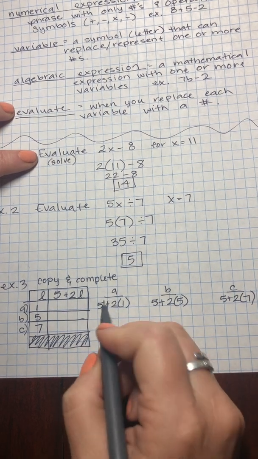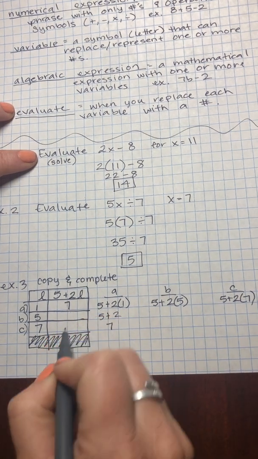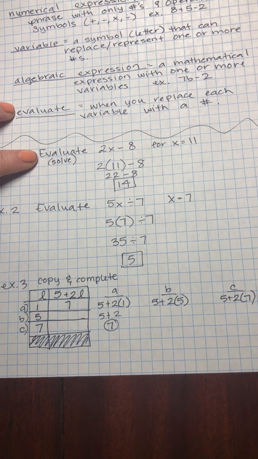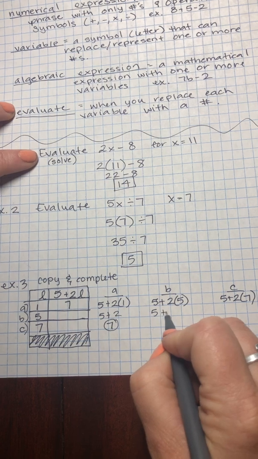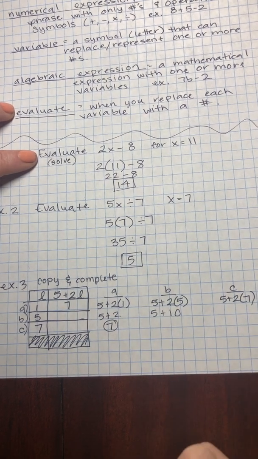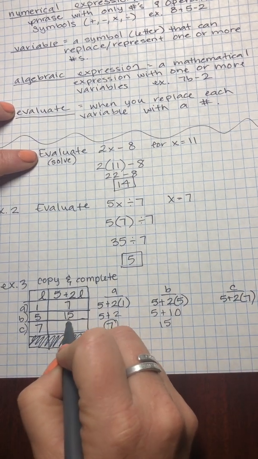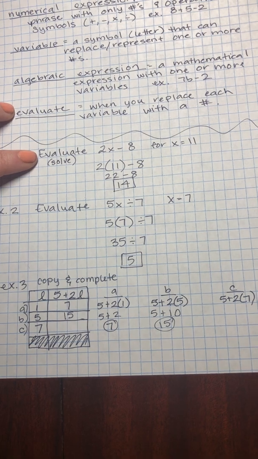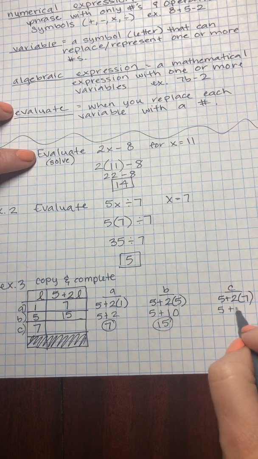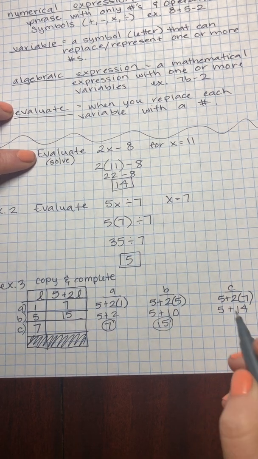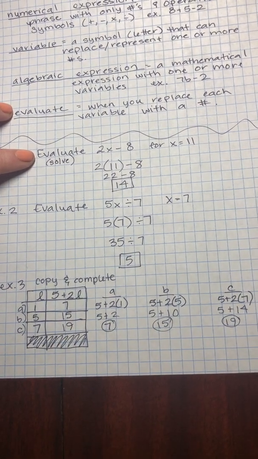So 5 plus 2 times 1, that's 5 plus 2, which is 7. So my answer goes back in the table. Now I move on to B. 5 plus 2 times 5. 2 times 5 is 10. 5 plus 10 is 15. So my second empty in the box gets a 15. And then that last one, I have 5 plus 2 times 7, that's 14. And 5 plus 14 is 19. So my last number in the box is 19.